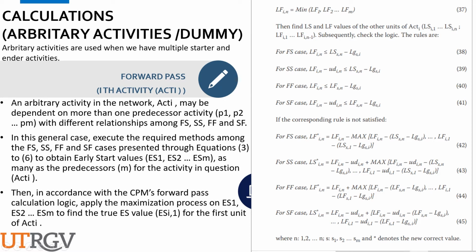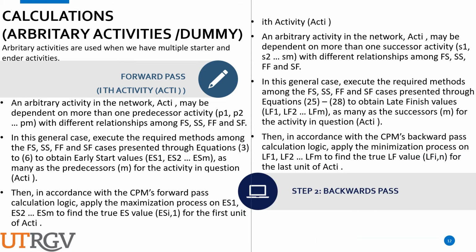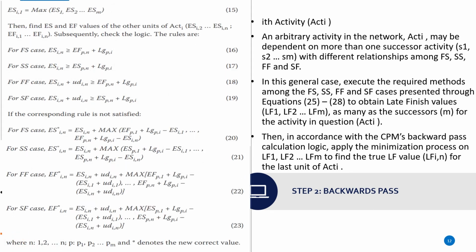It's the same thing. So for finish to start, we have the late finish, which must be smaller than the late start minus lag. We have the start to start, and in this one, the late finish minus the UD1,n must be smaller than the late start minus lag. And I'm not going to explain the rest because of time constraints, but you know how it works.